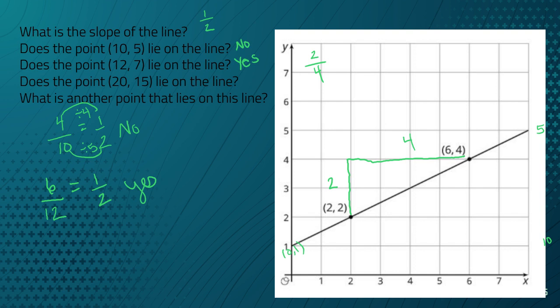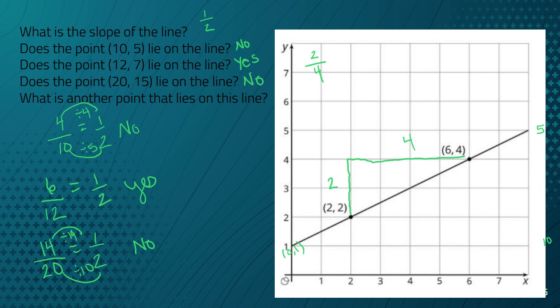Now, does the point 20, 15 lie on the line? So if my line starts at 0 on my x-axis and I go to 20 on my x-axis, that distance would be 20. So my horizontal distance is 20, but then if I'm at 1 on my y-axis and I go to 15, that would only be a distance of 14, because from 1 to 15 is 14. So then does 14 over 20 equal 1/2? No, it does not, because I would divide 14 by 14 to get to 1, and I would divide 20 by 10 to get to 2. So does the point lie on the line? No, it does not.